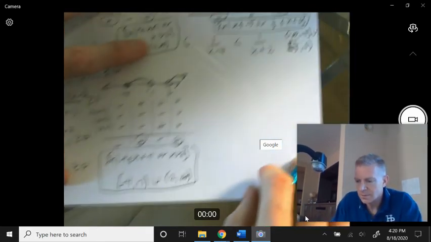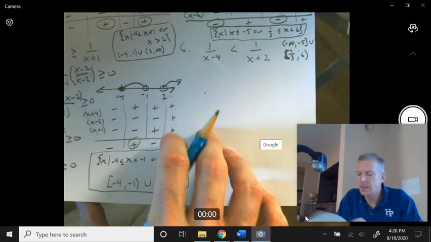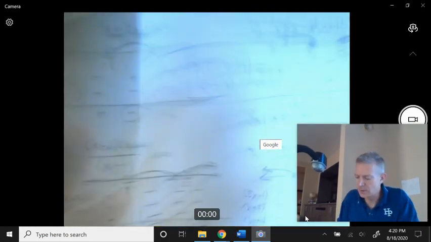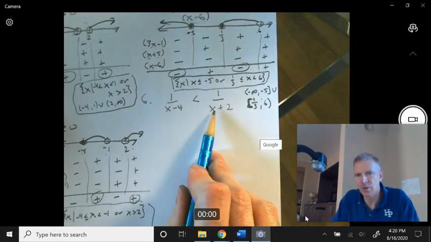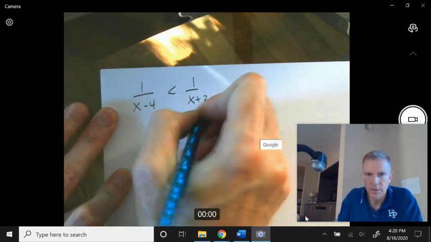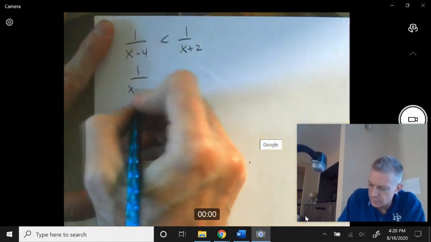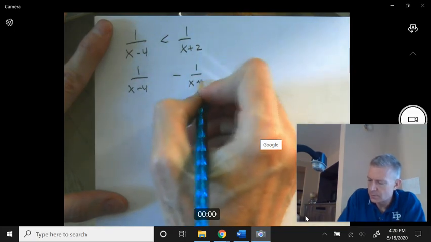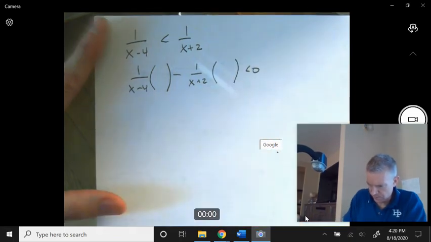And the last one, I think I'm going to do this on the back side. I have 1 over x minus 4. Something else comes up in this one that makes it interesting. It is less than 1 over x plus 2. So again, I'm going to subtract to the side: 1 over x minus 4 minus 1 over x plus 2, less than 0. I'll leave some space to give common denominators.